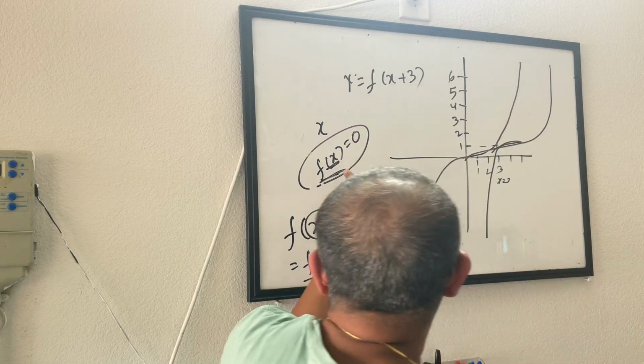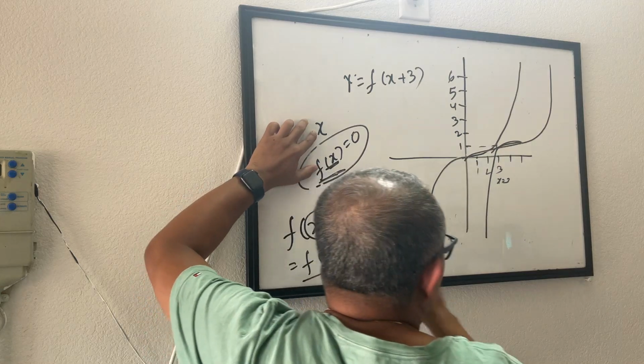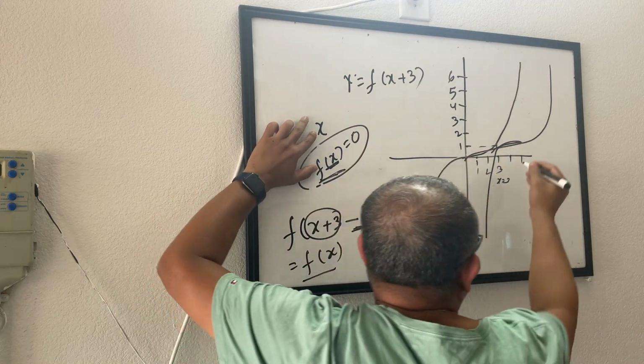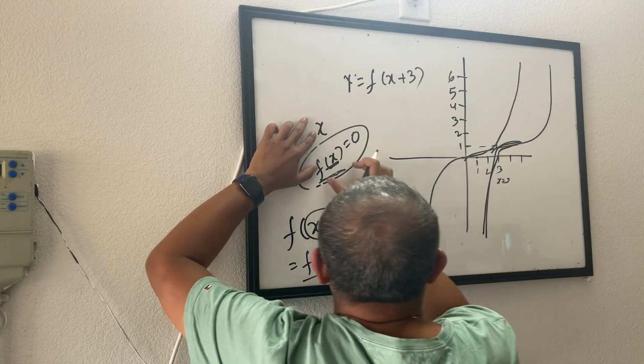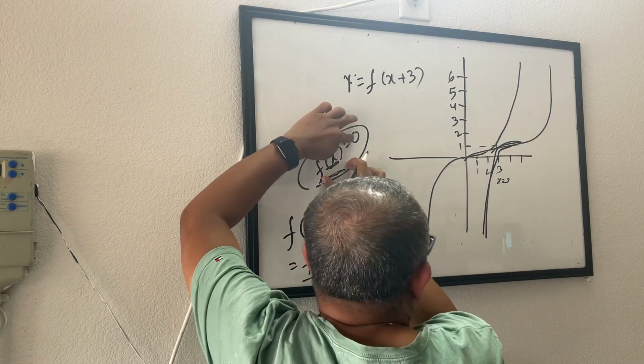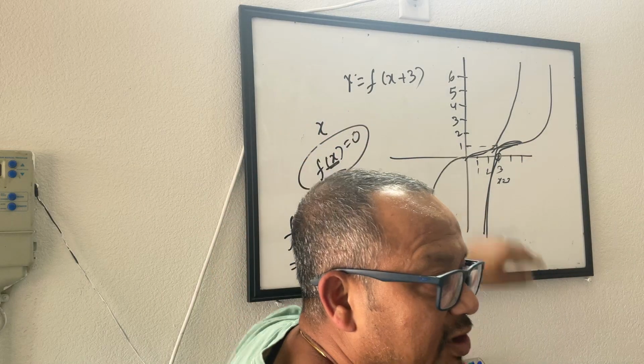So it says, for what value of x will f of x be 0, meaning where this will touch the x-axis. So you have to find out that point.